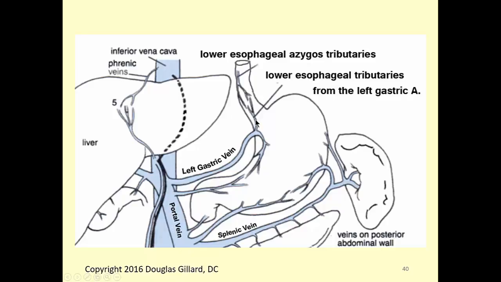There's a little branch here, and here's the stomach, right? And here's the distal esophagus. There's lower esophageal tributaries from the left gastric artery. So these are the ones that bleed and can kill you right here.